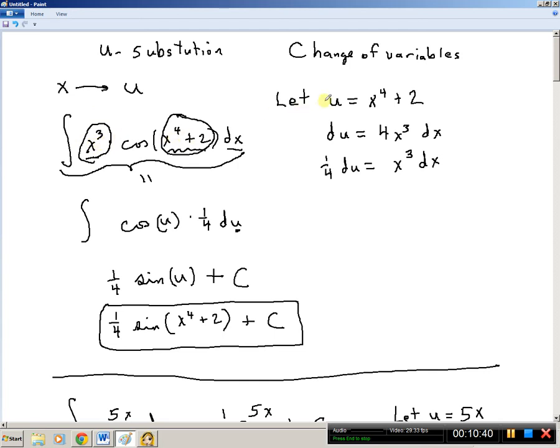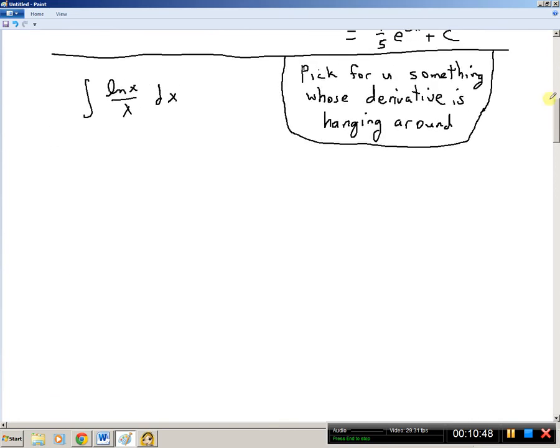So pick for u something whose derivative is hanging around. We're going to exercise this in class a lot. But for now, look for something here whose derivative is hanging around. Well, there's not a whole lot to pick, so it doesn't take you long to say, well, what if I let u equal log of x? Because then du would be 1 over x dx.